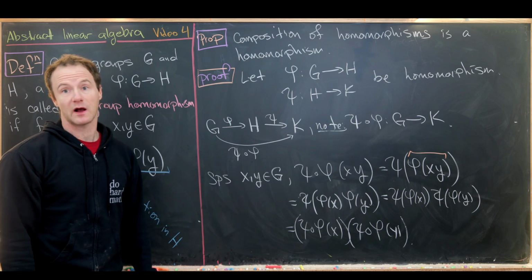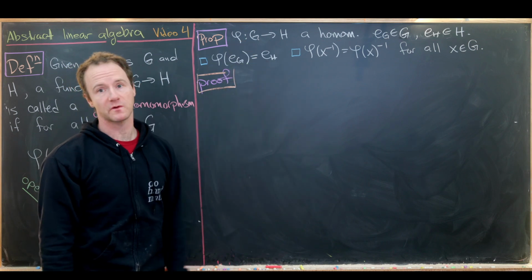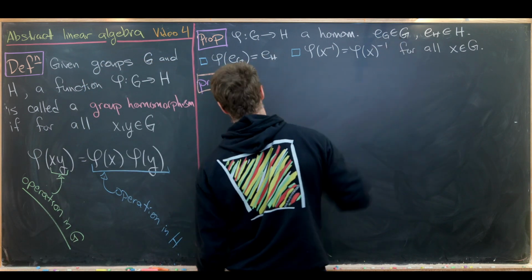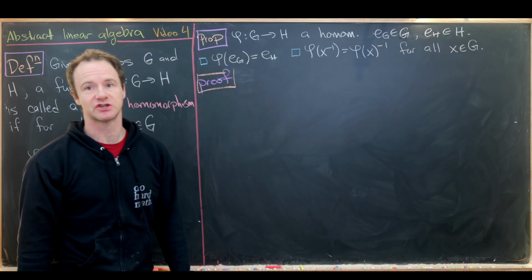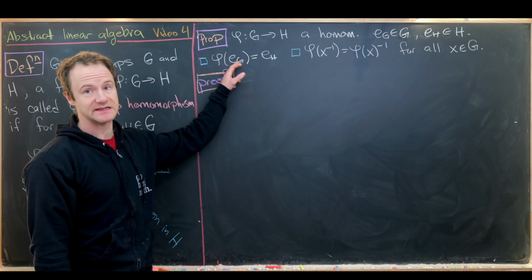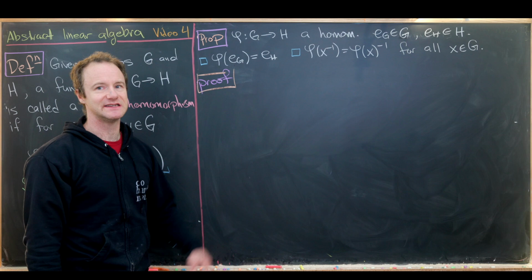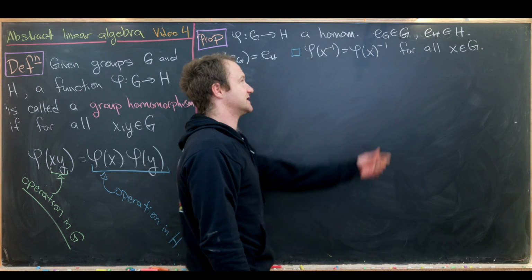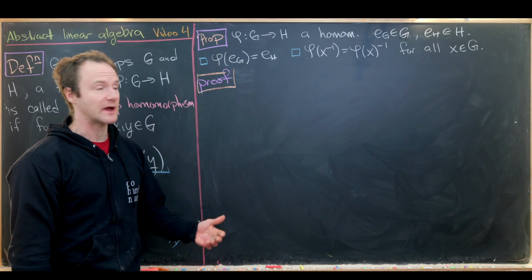Okay, so now I've got another proposition to go over. Now we're ready for our next result. So we want to start with phi, which is a homomorphism from group G to group H. And the identity of G will be denoted by e sub G. The identity of H will be denoted by e sub H. So we have 2 things to prove. First off is that phi evaluated at the identity e sub G is equal to the identity e sub H. So phi takes the identity to the identity. Then second, that phi evaluated at x inverse is the same thing as phi of x, inverse. So it takes inverses to inverses. Okay, so let's get going.